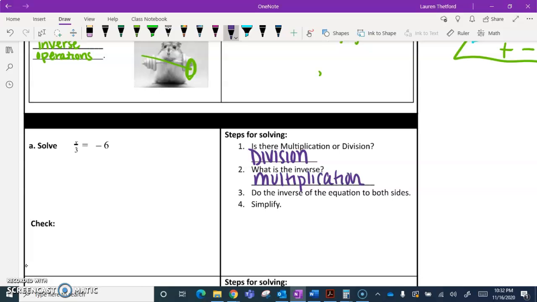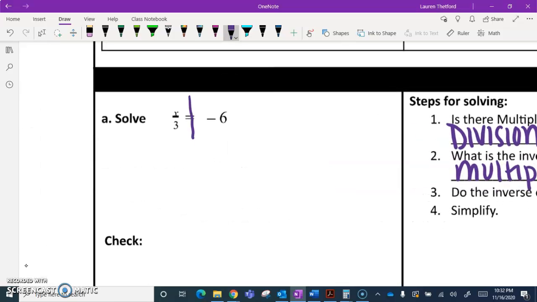So do the inverse of the equation to both sides. So I'm going to draw a line down that equal sign. Whatever I do to one side of that line, I have to do the other. So I am dividing by 3, so now I'm actually going to multiply by 3 on both sides. 3 divided by 3, these cancel out. And so now I just have x equals, and then -6 times 3.